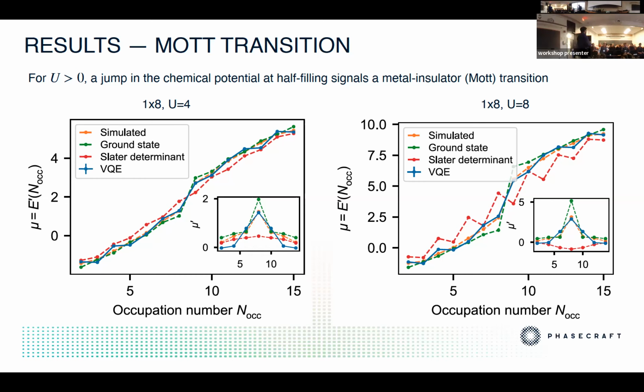And as Eugene was telling before, for stronger U, the agreement between our DQE ANSATZ, both the experiment itself and the simulation, and the original ground state here in green is even worse, because our conjecture is that we need more layers of our ANSATZ to capture stronger interactions.